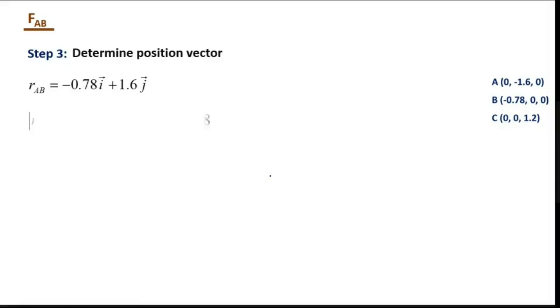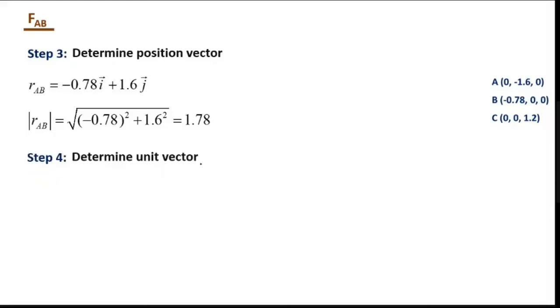Take the modulus of this: root of 0.78 the whole square plus 1.6 the whole square. You will get 1.78. This is your modulus of RAB. Next, you have to determine the unit vector, lambda AB. Lambda AB is RAB divided by modulus of RAB. So I divide this with respect to this one. You will get minus 0.78 divided by 1.78, which is minus 0.438 i vector, and dividing the other we get 0.899 j vector. This is lambda AB.